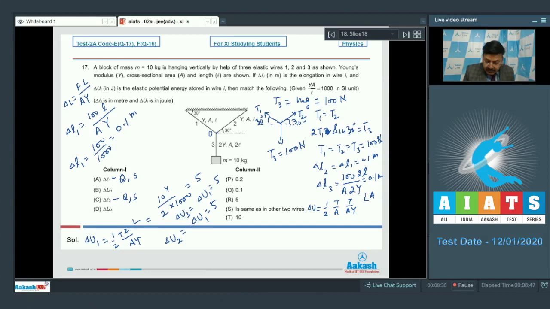So that means B will match with R and S, and D will also match with R and S. So this is our matrix match. A matches with QS, B matches with RS, C matches with QS, and D matches with RS. Well, let's go to the next question now.